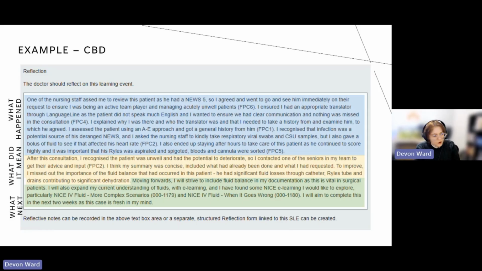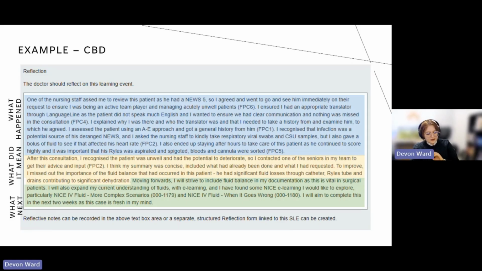This was quite big to me. I did a separate reflection form on it as well. But you can see I've written, he had significant losses through the catheter, drains. He was significantly dehydrated and I missed it. And so I did a separate thing on it as well, but I put two e-learnings that I wanted to do because I just thought that this is clearly a big gap for me. And then I said to do it in the next two weeks because I like to make them SMART goals, with timing.